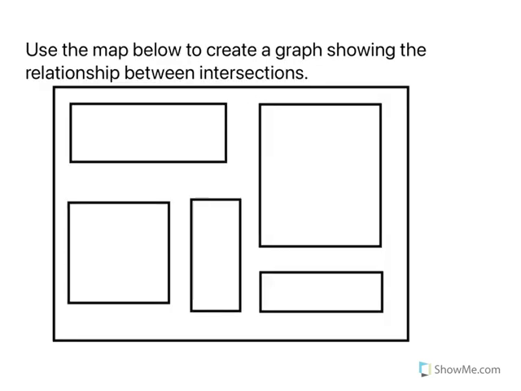Let's do one more. Use the map below to create a graph showing the relationship between intersections. So assuming this is like a road map, I'm going to put a dot at every intersection. And then thinking through how the graph works, we could put letters at all of these dots if we wanted to. But the big thing is if we're creating a graph, then we're going to connect the vertices.